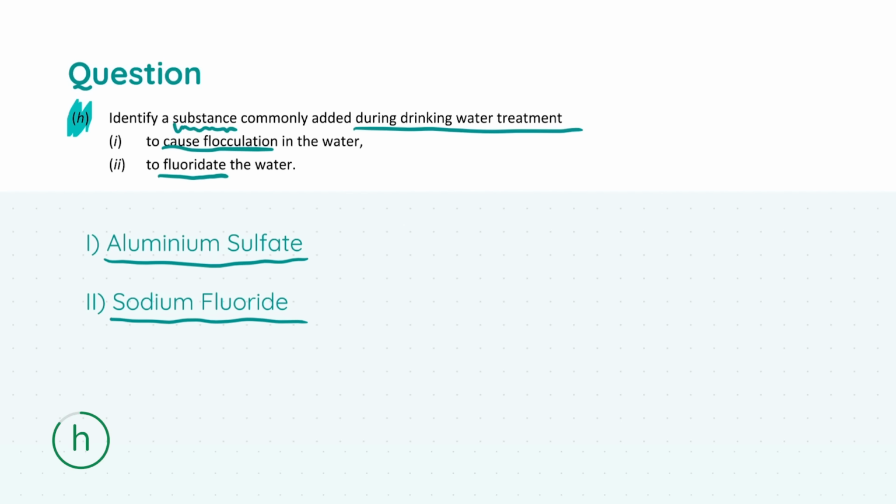As with the previous questions, there were 6 marks going, and you got 4 marks for getting your first answer correct, and then 2 marks for getting your second answer correct. So in this case, aluminium sulfate and sodium fluoride were the required answers to give you the full marks.